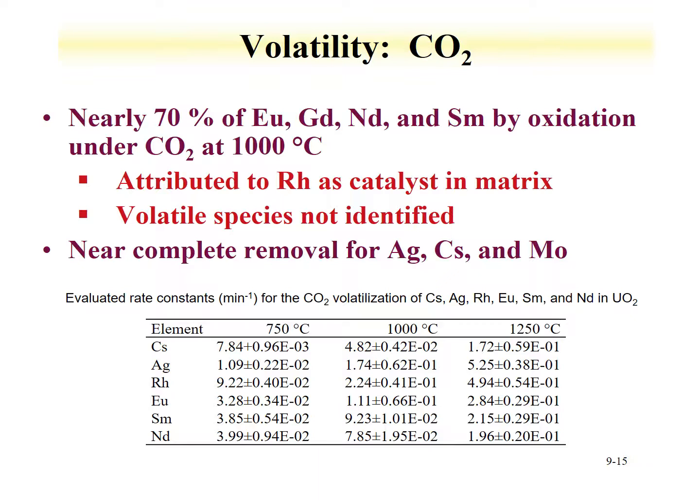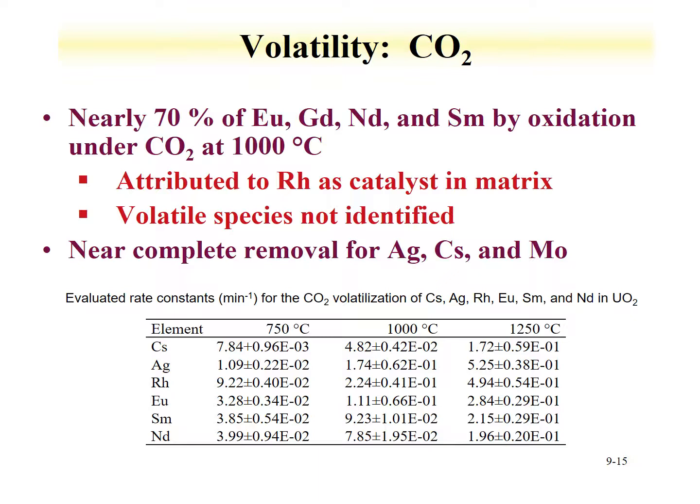Some reactions with additive ligands can drive volatility. An example is with using CO2 under oxidizing conditions. Nearly 70% of the lanthanides can be removed in some experiments by treating oxide fuel under CO2 up to about 1,000 degrees.